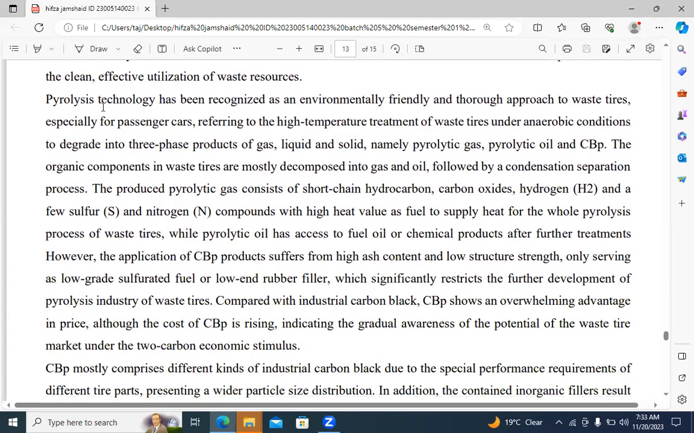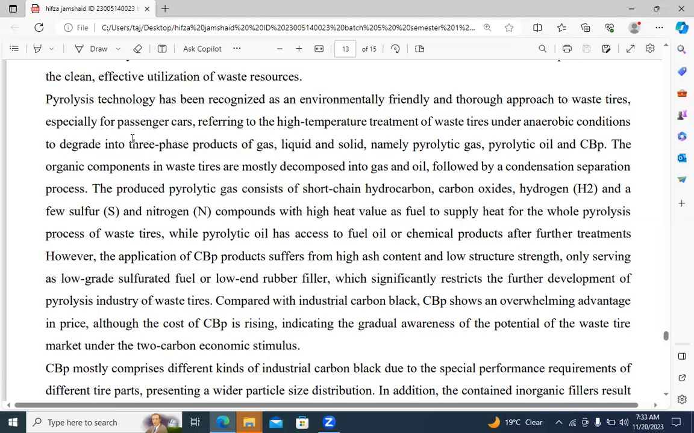There is pyrolysis technology. What is pyrolysis technology? First, I will tell you about pyrolysis technology, and basically, what is pyrolysis? Pyrolysis is the thermal decomposition of waste. Which waste? That is tire waste. Decomposition of tire waste into gas or solid phase in the absence of external oxygen and air supply.